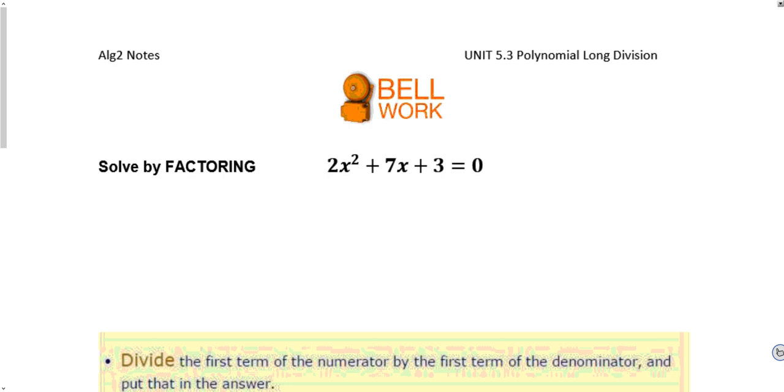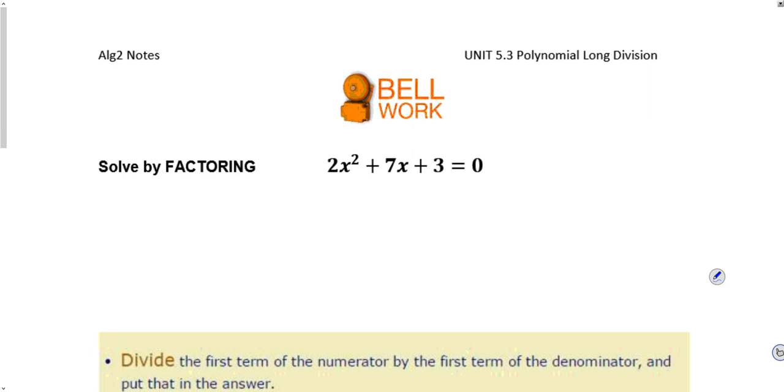Okay, so solve by factoring. Which method is this? Complex, right? So the thing about complex, I mean, just the word itself, complex sounds fancy. So this one right here, it's quite a bit of work, but it's still doable.